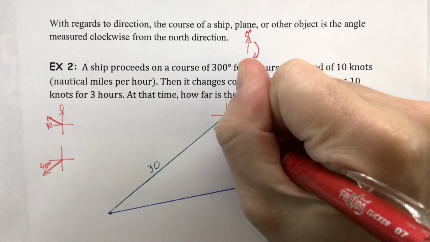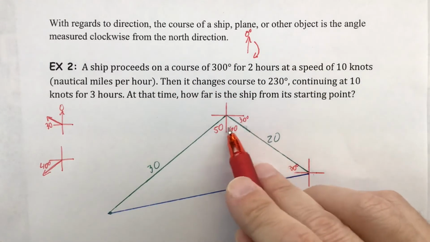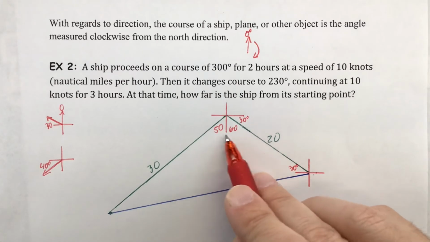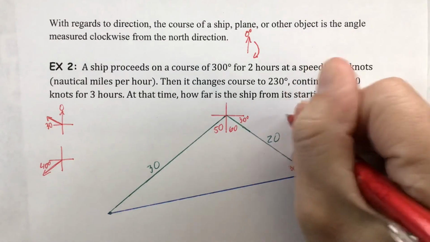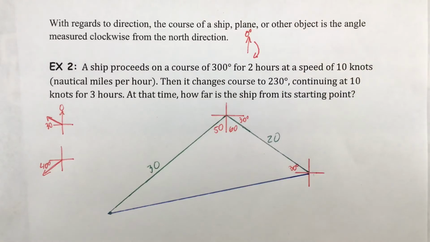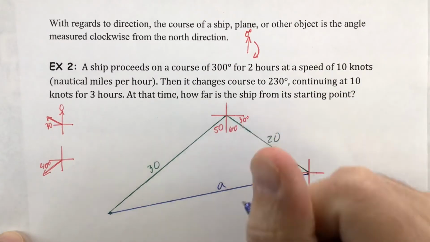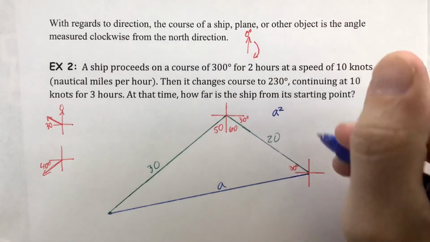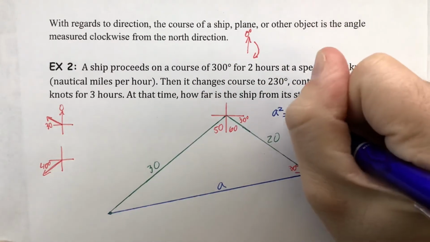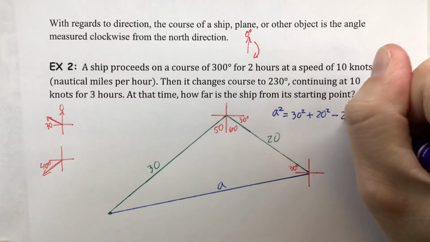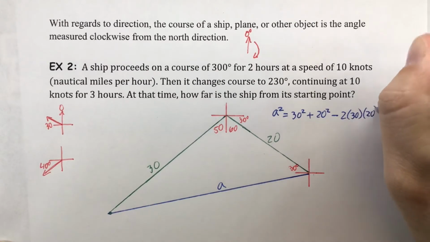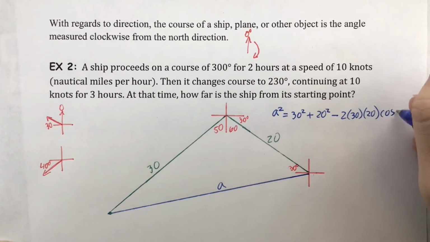So this is 60, right? They need to be complements. So we got 60, which means overall we've got 110 degrees. And now, using the law of cosines, we can set up this problem. I've got to figure out where I have space to actually do this, I'll try and squeeze it in here. We'll call that little a there. We can say that little a squared is going to be equal to 30 squared plus 20 squared minus 2 times 30 times 20 cosine 110.